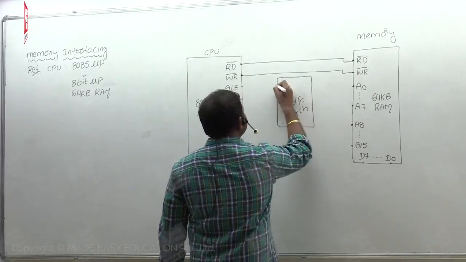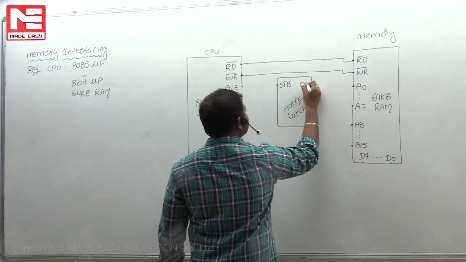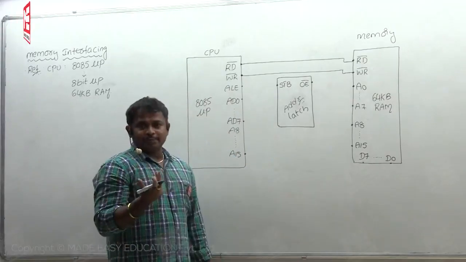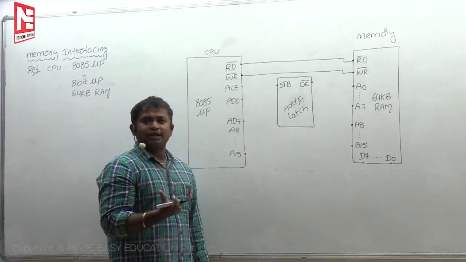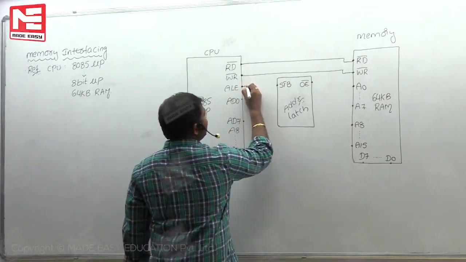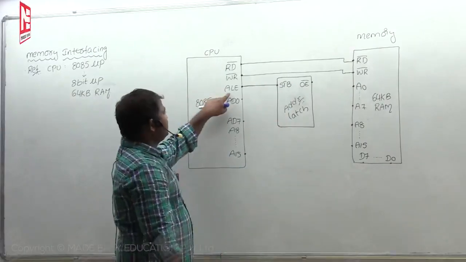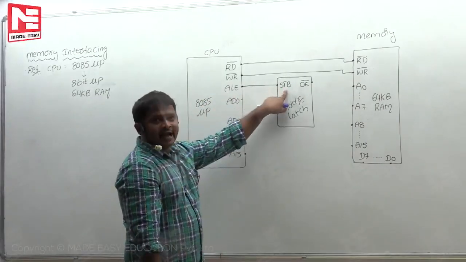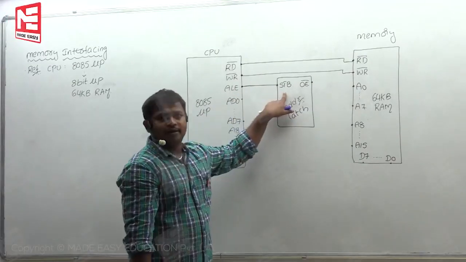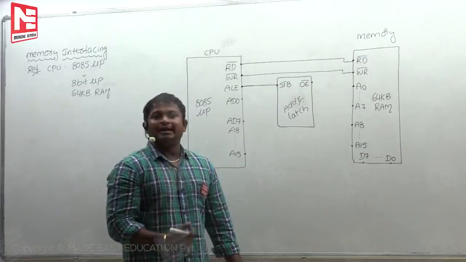Address latch contains an STB pin and an OE bar pin. The STB pin is used to control the input lines, and the OE bar pin is used to control the output lines. In the memory interfacing, see the connection: the ALE pin is connected to the STB pin. The ALE pin is active high, and the STB pin is also active high. When the ALE pin is 1, the STB pin is also 1. When the ALE pin is enabled, the STB pin is also enabled.